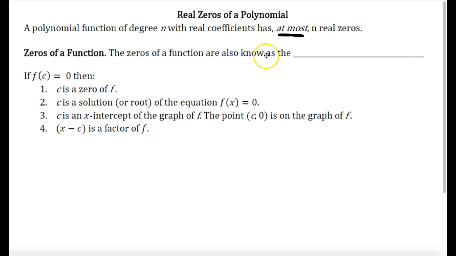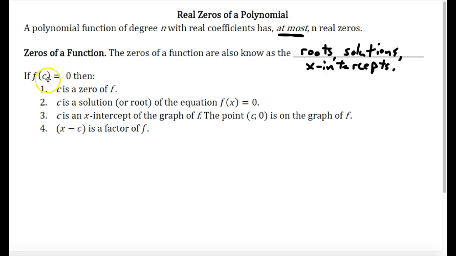So the zeros of a function, we've got many names for those. We can call the zeros roots. We can call them solutions. We can call them x-intercepts. Okay, and that's kind of what these first 3 bullets down here say.